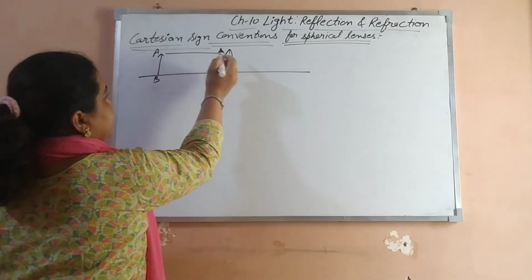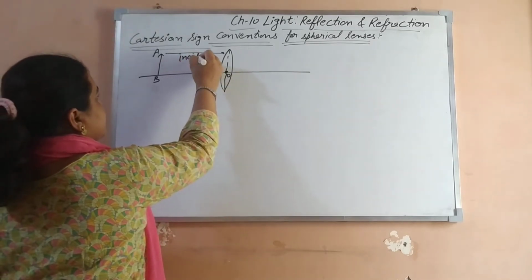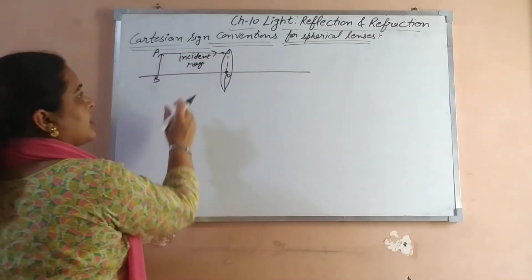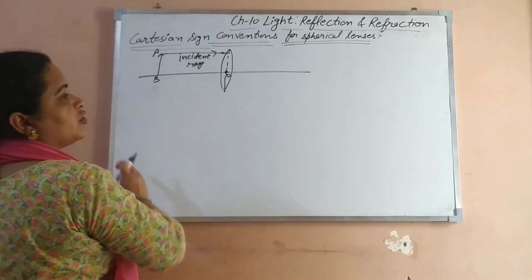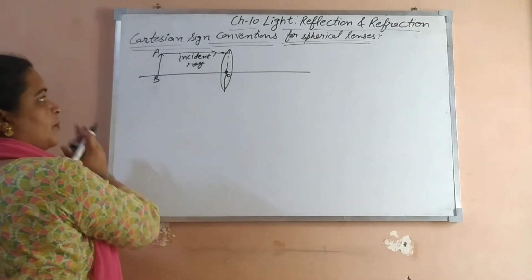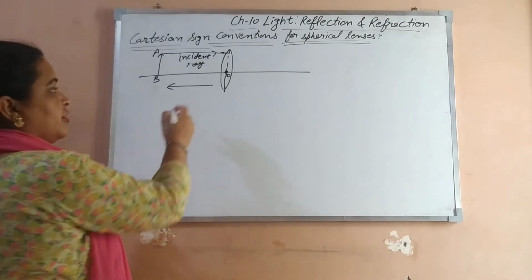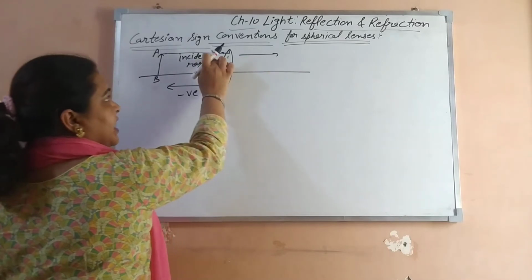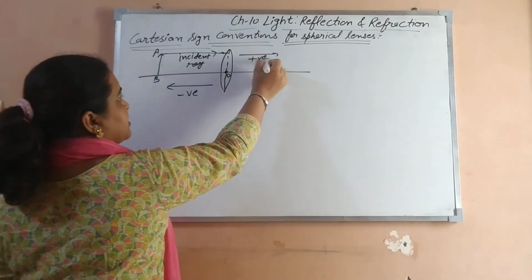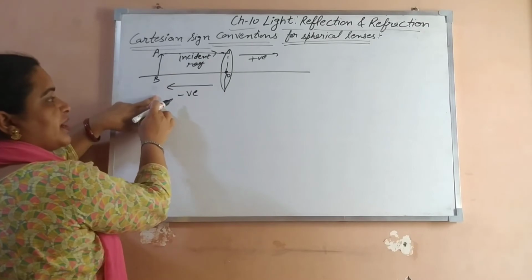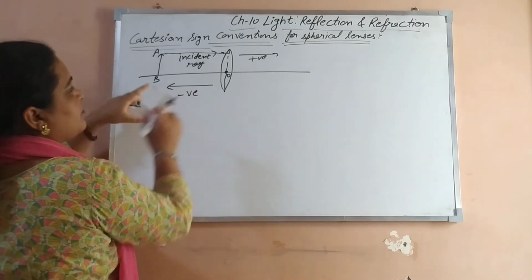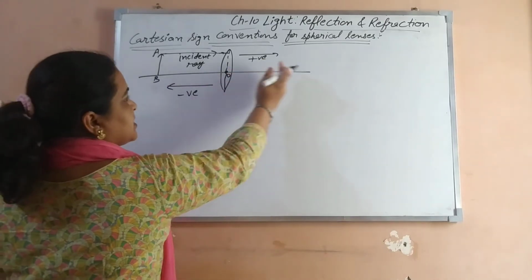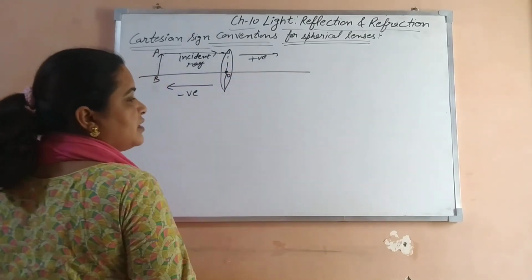Now this is the incident ray direction. The distances which are in the direction of the incident ray are taken to be positive, and the distances opposite to the direction of the incident ray are taken to be negative. So simply, distances towards the left of the optical center are negative, and distances towards the right of the optical center are positive.